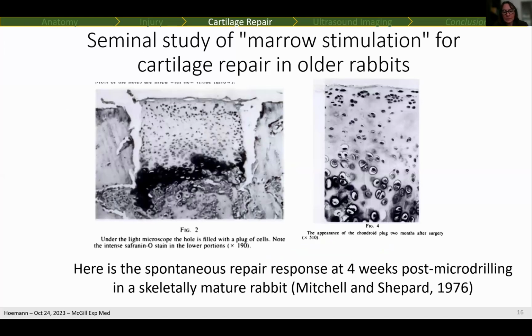So here's an example from the early seminal work by Mitchell, who actually was an MD and quite frustrated at the lack of techniques to repair defects. And actually Shepard was the nurse working with him, and he co-authored her on his paper. And here you're seeing the outgrowth of what I call like a hangnail. This is what happens in non-integrated spontaneous repair. We've reproduced this finding many times actually, but there are hallmarks of hyaline cartilage formation in this rabbit defect.